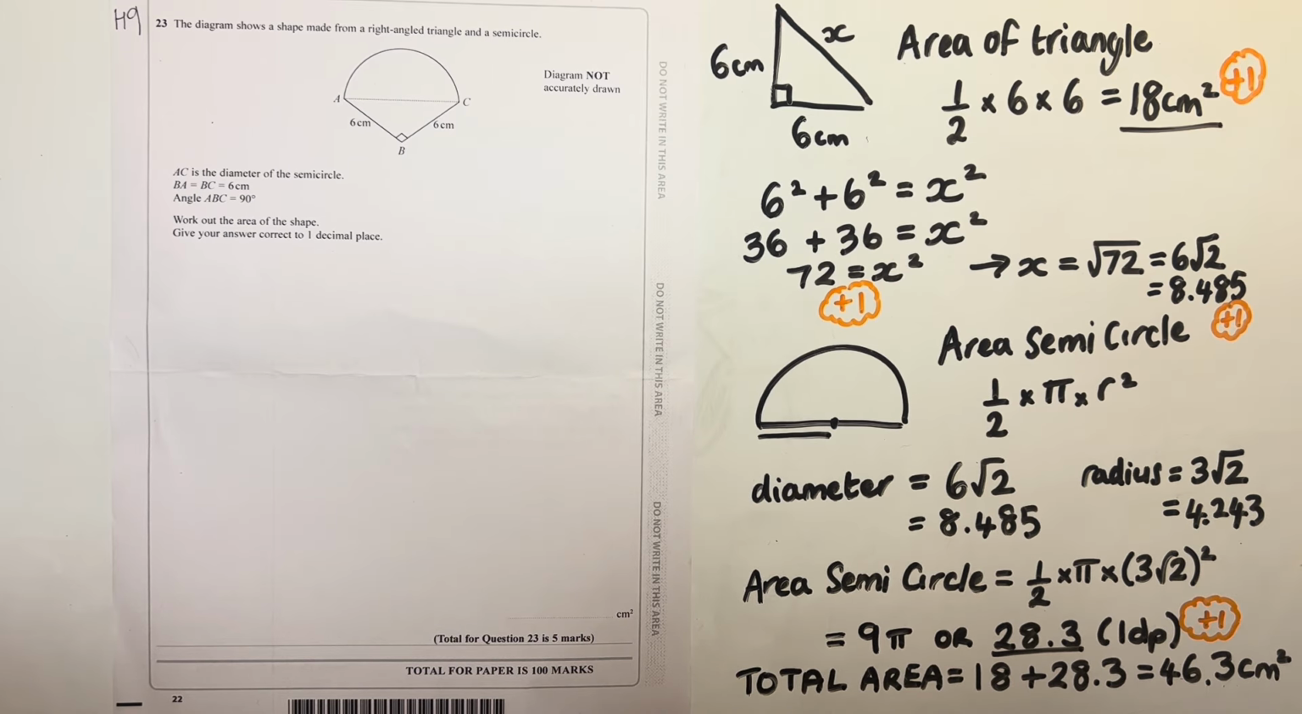And the final point is for finding the final answer. The total area is 46.3 centimetres squared to 1 decimal place.